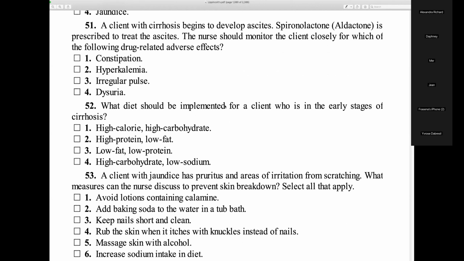So a client with cirrhosis begins to develop ascites. Spironolactone is prescribed to treat the ascites. The nurse should monitor the client closely for which of the following drug-related adverse effects. What is the correct answer for 51?